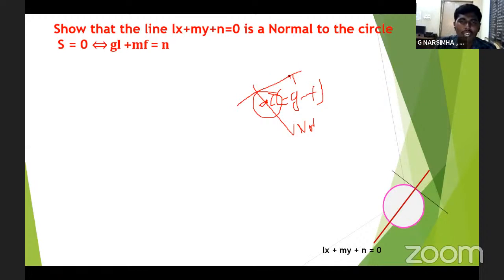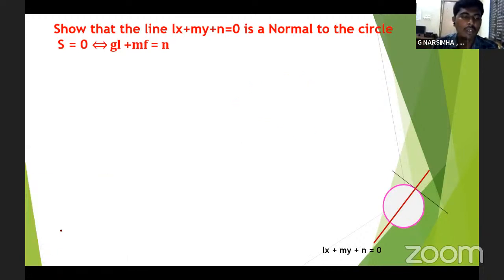There is no condition to the tangent. What is the point which we can find directly, but we can predict the point on the normal, that is the center of the circle. The center of the circle always lies on the normal to the circle. That means the normal to the circle is always passing through the center of the circle.